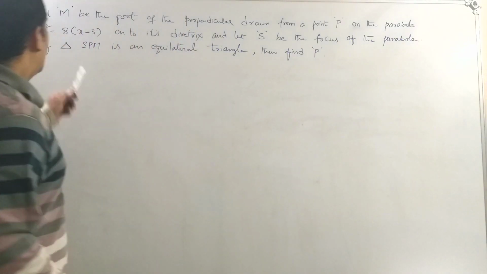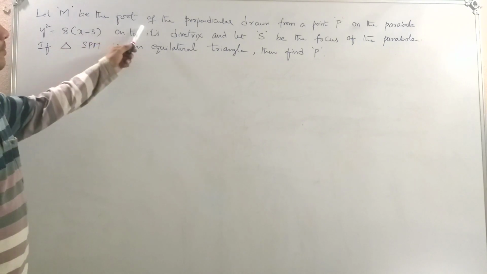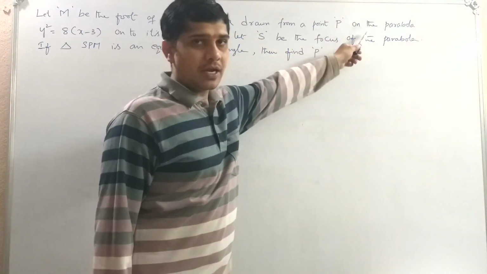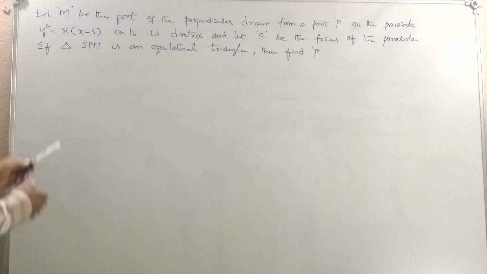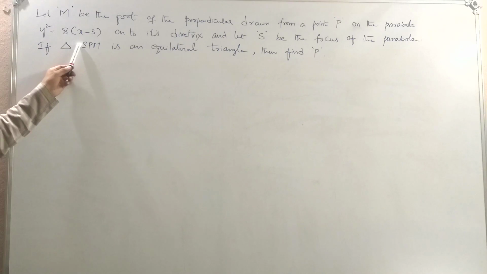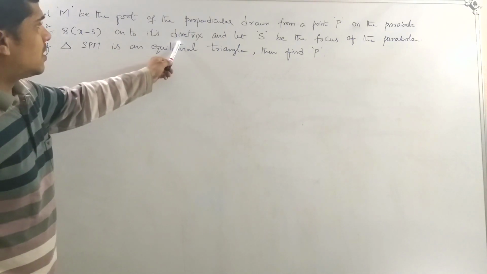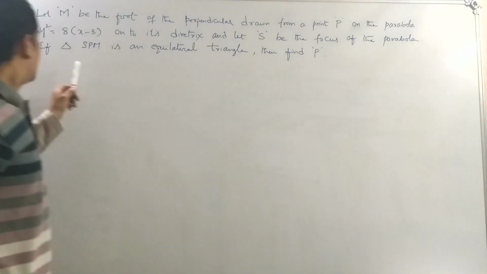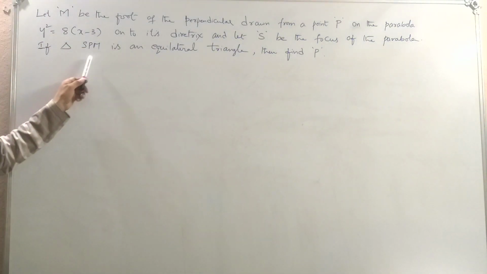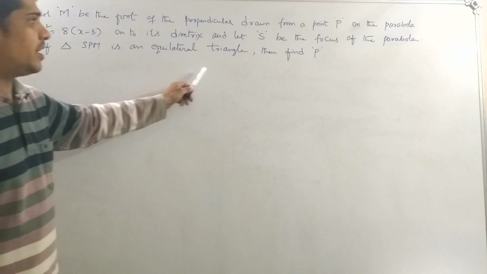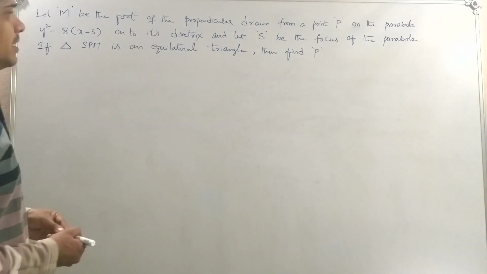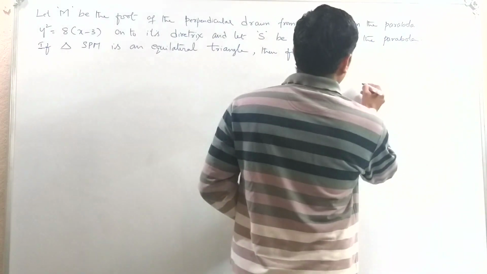Let M be the foot of the perpendicular drawn from a point P on the parabola y square is equal to 8 times x minus 3 onto its directrix, and let S be the focus of the parabola. If triangle SPM is an equilateral triangle, then find the coordinates of point P. Okay, let me draw the diagram for this.